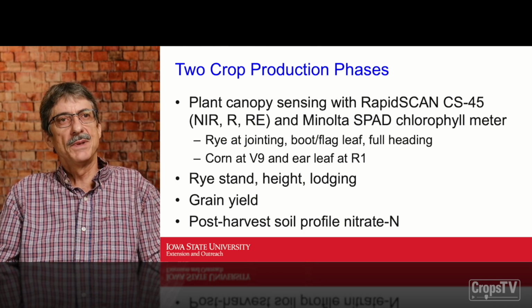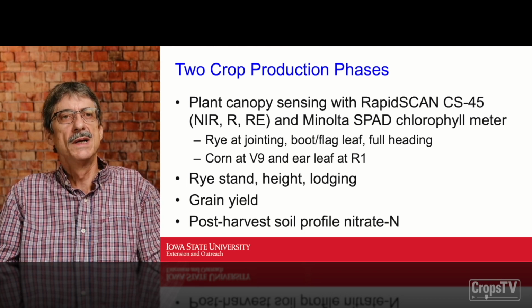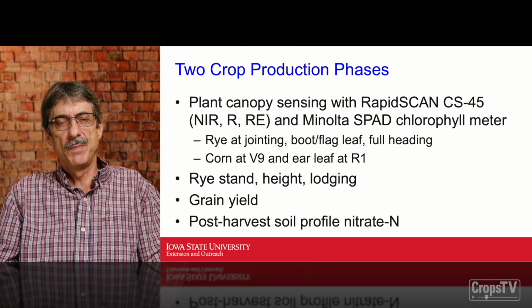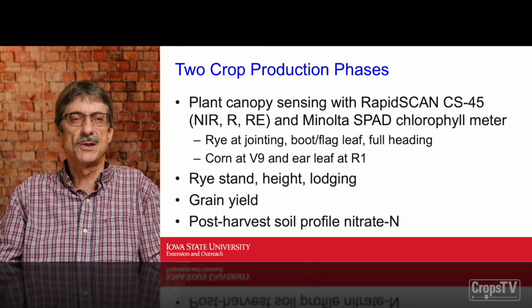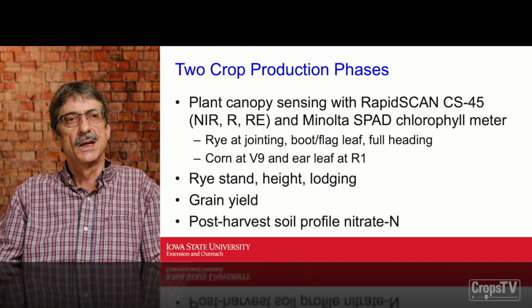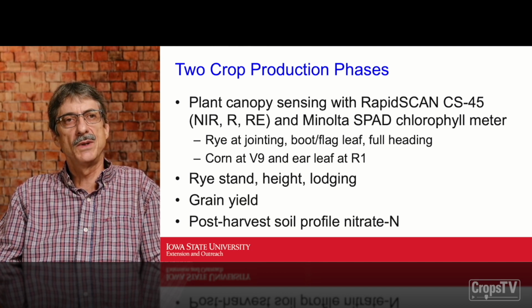We did some canopy sensing to take a look at nitrogen response in both the rye and the corn. We used a Rapid Scan CS45 sensor from Holland Scientific, and we measured the NIR, the red band, and the red edge band. We also used a handheld Minolta SPAD meter to measure the chlorophyll greenness of the crops. The rye we sensed at the jointing stage, the boot flag stage, and also the full heading stage. Corn we sensed at the V9 growth stage, and then we did the Minolta SPAD meter reading on the ear leaf at the R1 silking stage.